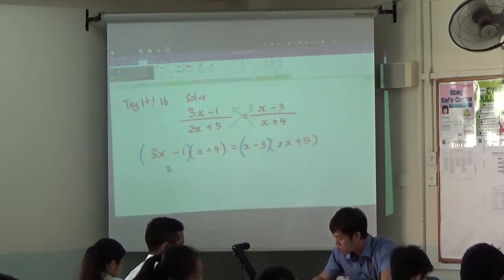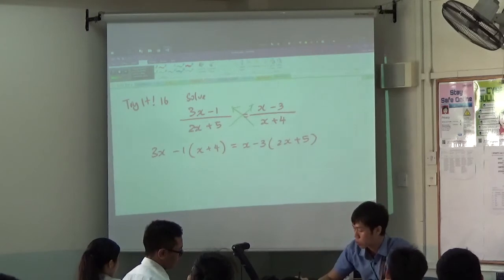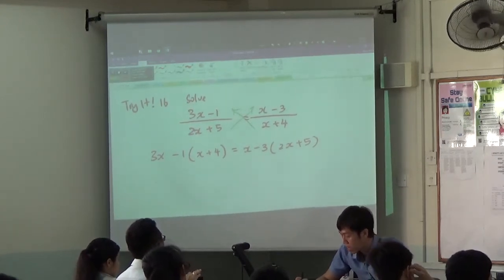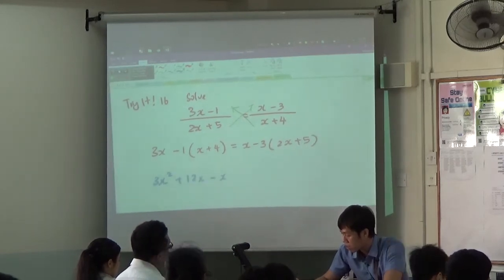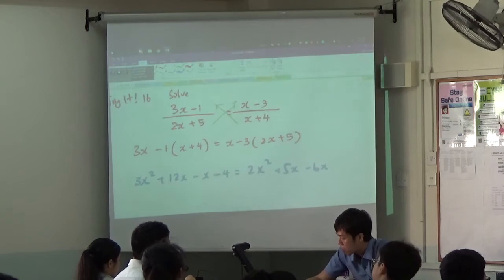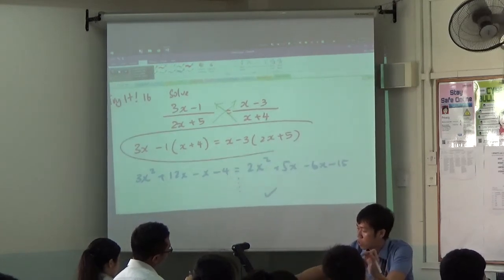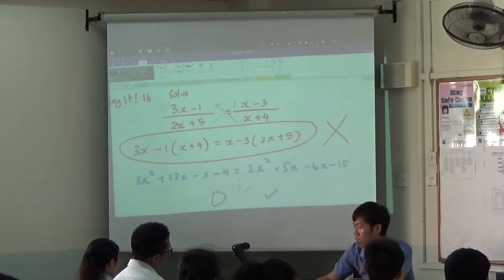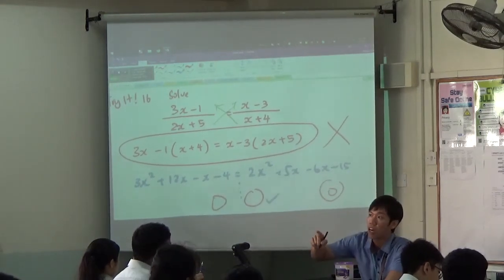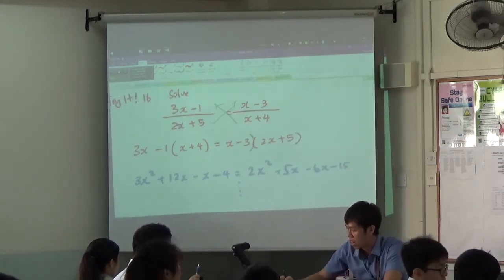And I'm emphasizing this because I've seen too many students who leave their working like this, but they know they were supposed to expand everything. So you know what happens? They leave it as the working over here, and then they have 3x squared plus 12x minus x minus 4 equals 2x squared plus 5x minus 6x minus 15. And they continue and they get the correct answers. Then Mr. Wong comes and says, this one is wrong. Since you don't get your method mark, your answer mark is 0, even though they are correct. If you don't get your method mark, you will not get your answer mark, even though your answers are correct. So, to rectify this, we must have the brackets. Can?